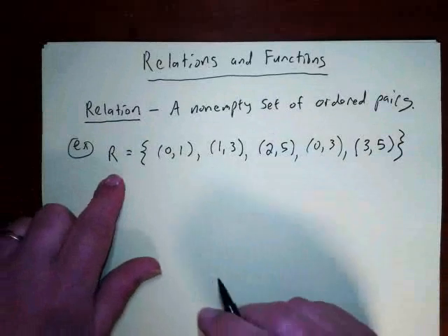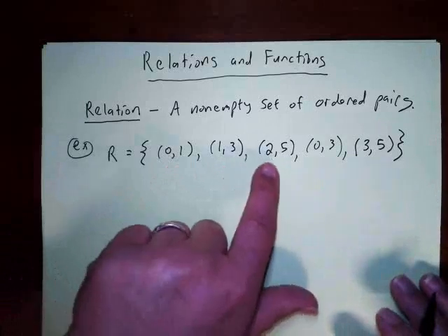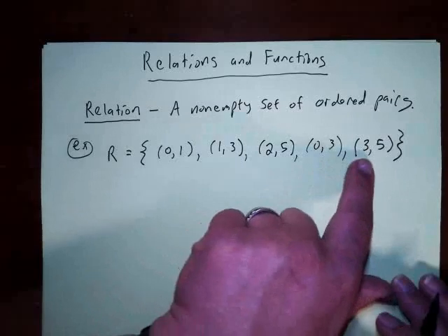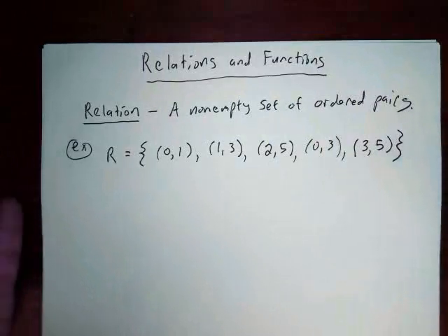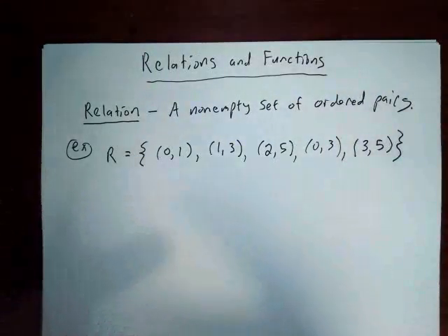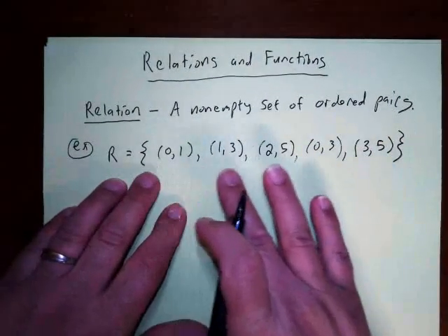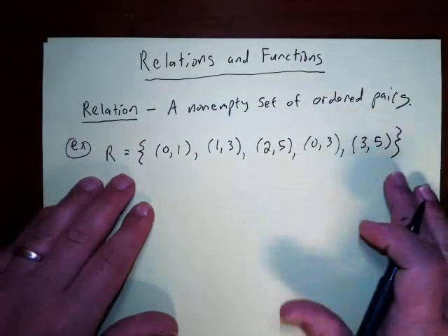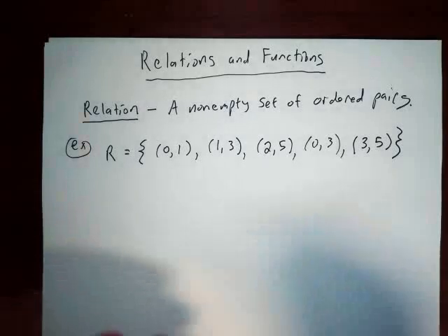This relation R relates 0 to 1, and then it relates 1 to 3, it relates 2 to 5, and then it relates 0 to 3, and then it relates 3 to 5. And that's this particular relation. The most basic way of looking at it is you have this non-empty set of ordered pairs where each ordered pair is a different relationship. There are different ways. This is one way of showing relation R, but this is not usually the way that you see it done.